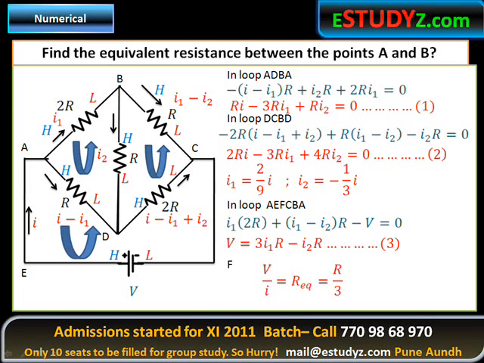Put the values of I1 and I2 in terms of I, and then by solving we can say V by I ratio is equal to R equivalent, which is R by 3.